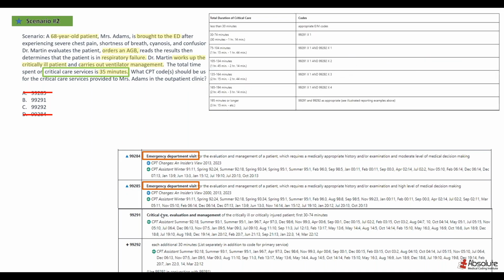And let's look at option B and C. For that, as I said, I'm going to use my critical care table because that is the easy one for me. So what's the total critical care services provided here? It's 35 minutes, and where is 35 minutes falling in this table? 30 to 74 minutes if critical care services have been given. Our critical care E&M code is going to be 99291. So that means option C is incorrect, and the correct answer is going to be option B, 99291.